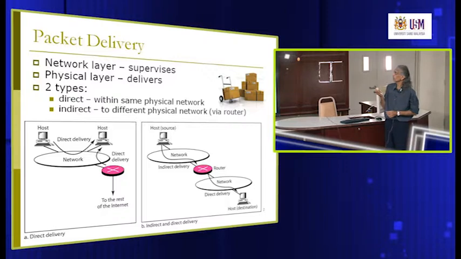So there are two types of packet delivery, direct and indirect. Direct means that the host and destination are within the same LAN, right? Within the same area. They do not have to go outside. So if this user wants to transmit data to a destination within the same LAN, then the packets are sent out onto the cable, and the packets are visible to all the users on that particular LAN. So the packet gets delivered directly to the destination. No routing decisions required, right?